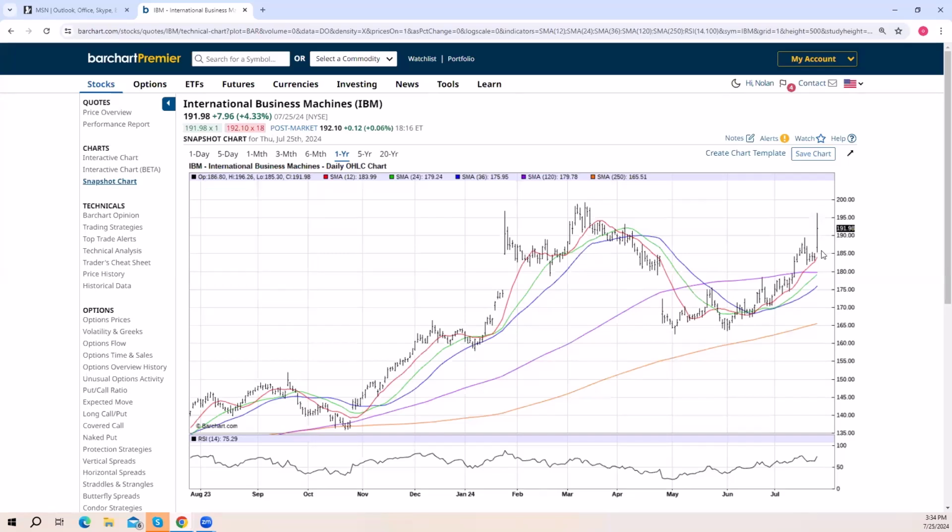So that is a debit call vertical. Some people use the word vertical; I just call it a debit call spread. Buy one call and then sell the out-of-the-money call.